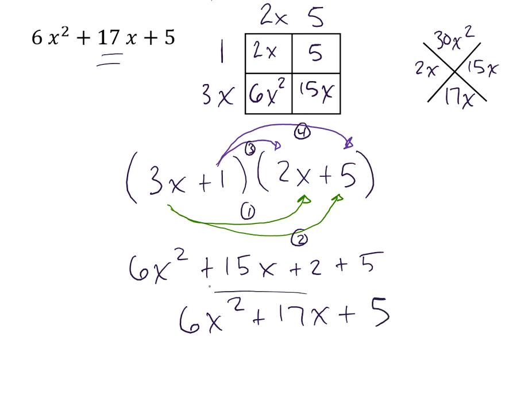So this really is the solution. 3x plus 1 times 2x plus 5 is the factored form of 6x squared plus 17x plus 5.